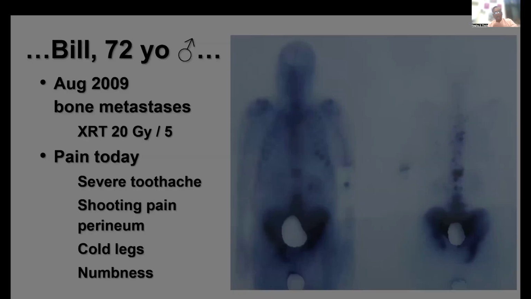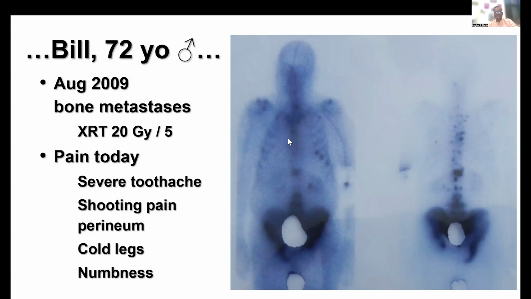So by August 2009, he had bone metastasis. You can see on these PET scans all these metastases. These are the areas where he's having metastasis. And if you ask me, the gold standard treatment of bone metastasis is radiotherapy, which he has already received, 20 grays in 5 fractions. But today when he presented to us, he was having pain like a severe toothache, which is a shooting type of pain. It is radiating from his back to the perineum and down to his legs. His legs were cold and numb, and he was very uncomfortable.